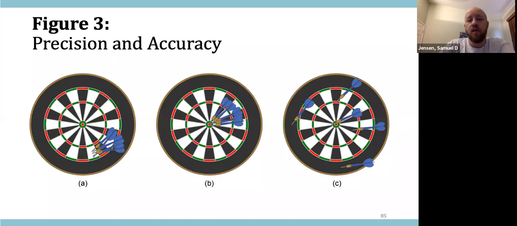Okay, so in a diagram form. In A, where all of the darts are next to one another, but they're not on the bullseye, they are considered precise. In B, they are both precise and accurate because they are all on the center dot where you wanted to hit them. And then C is random.